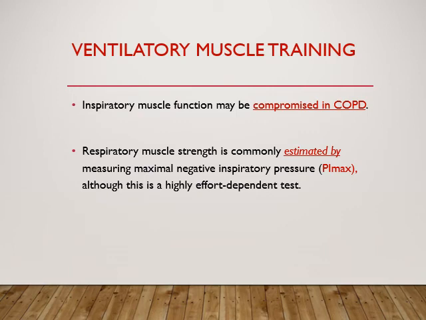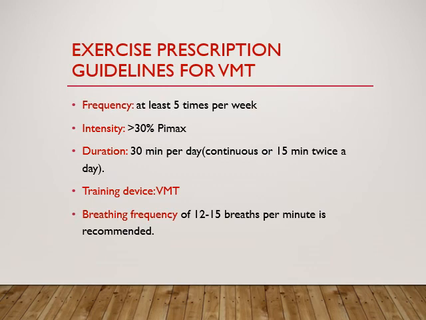Ventilatory muscle training. Inspiratory muscle functions may be compromised in COPD patients, so respiratory muscle strength is commonly estimated by measuring maximal negative inspiratory pressure, although this is a highly effort-dependent test. Exercise prescription for ventilatory muscle training is frequency at least 5 times per week, intensity more than 30%, duration 30 minutes per day. Training device should be a VMT device. Breathing frequency of 12 to 15 breaths per minute is recommended in the process.